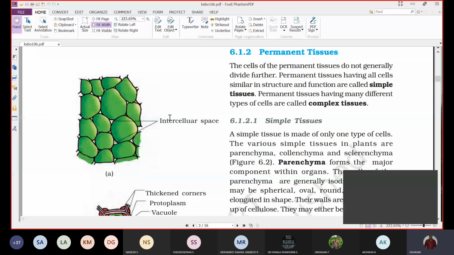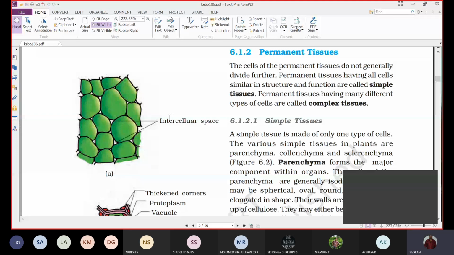The mesophyll cells are a little bit elongated, you can see. They consist of a thin cell wall, and the cell wall is made up of cellulose. That's why they are very thin and flexible.